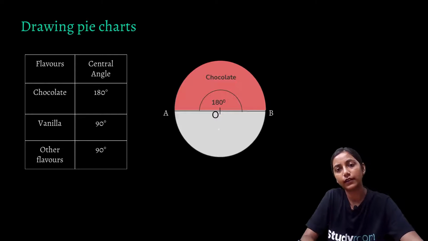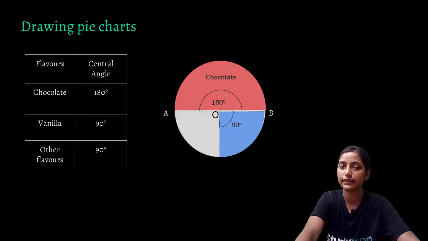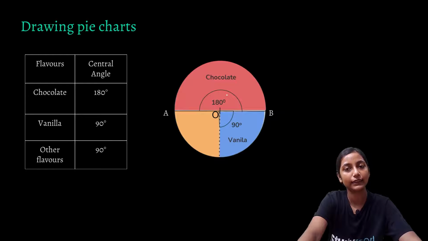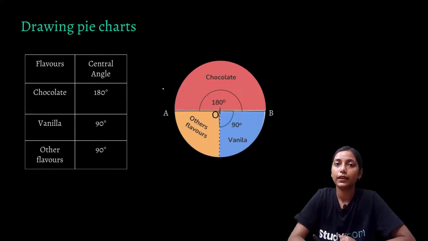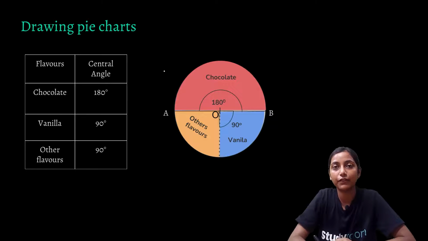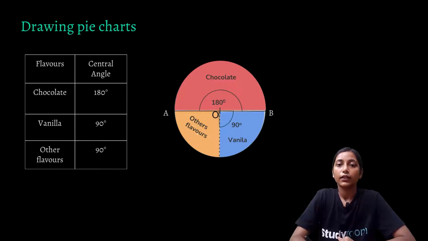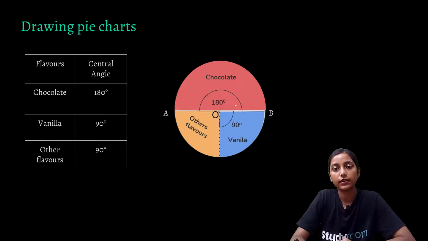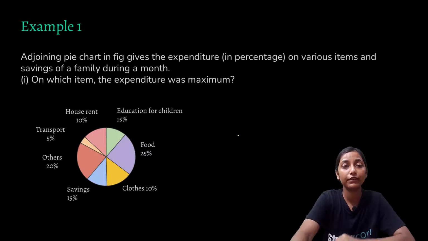Now we can use a protractor. You can use a protractor to draw the angles, and you will get something like this, and this is a 90 degree angle. Name it as vanilla, and the other one will be a 90 degree angle. Giving it some other color, this will be other flavors. So this is how you draw a pie chart, starting from the values that you're given, and then finding the fractions, and then finding the fractions in 360 degrees, and then drawing a circle, dividing it into the given sector angles. Now we give an example.